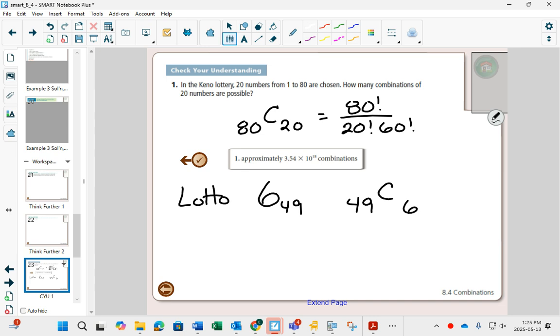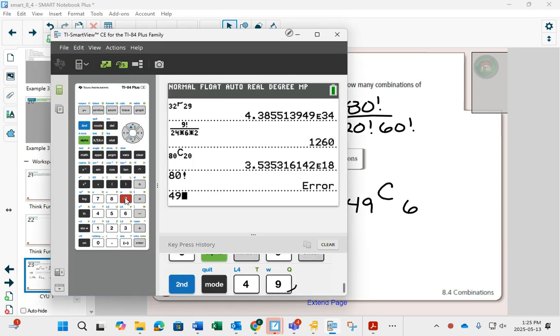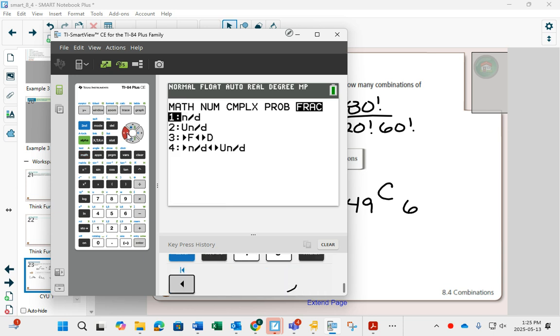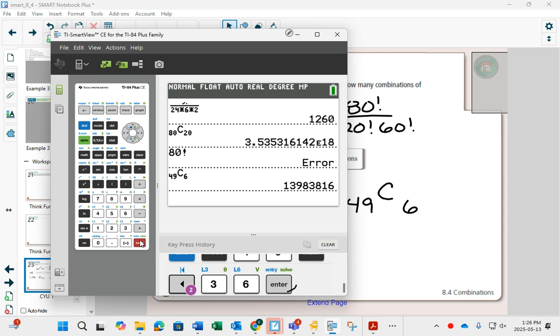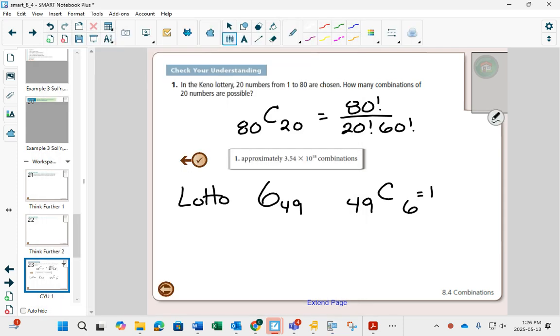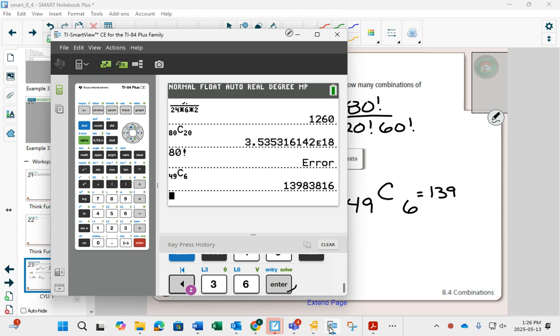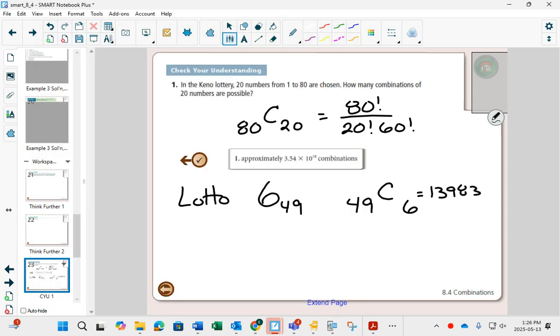In fact, we can figure out the probability of us winning the lottery. You take 6 numbers. 49 choose 6, if we go to our calculator and type that in. 49 math choose 6. Okay? Now, we have to think about this number because that's a big number, 13,983,000.